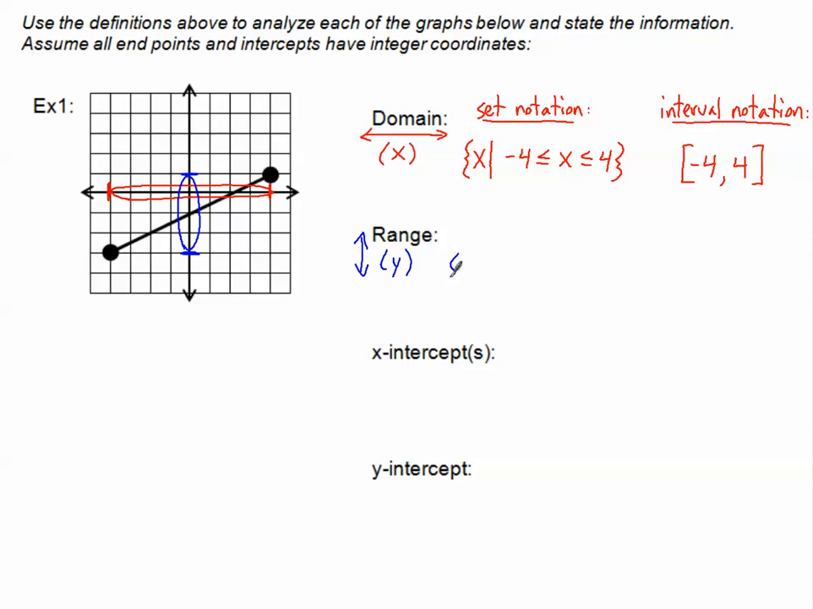Obviously, we're dealing with a different variable, so it's the y's such that, and in this case, we're going from -3 to +1. So it's -3 less than or equal to y less than or equal to 1. If I wanted to do interval notation, I would just simply put -3, comma 1, and I would use brackets for each point because they're closed dots.